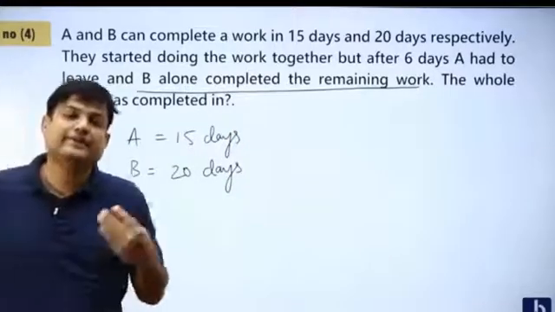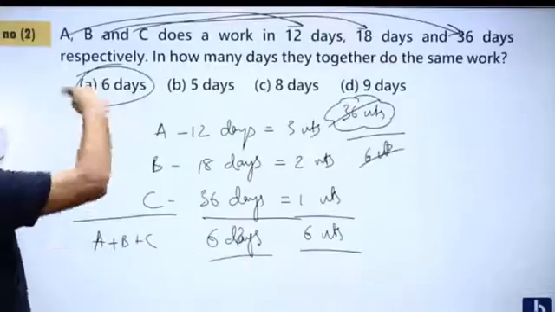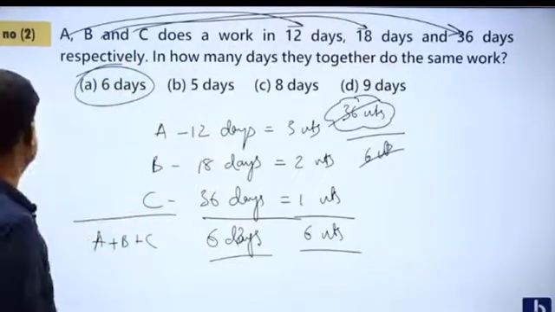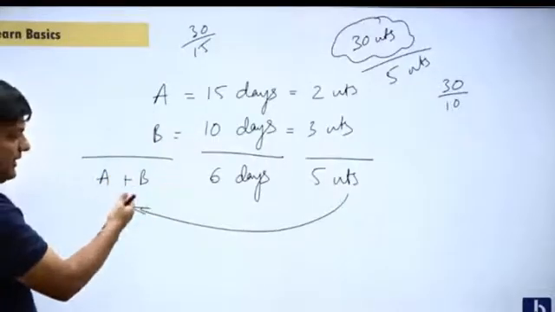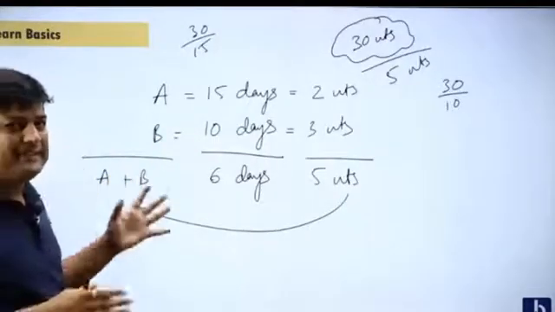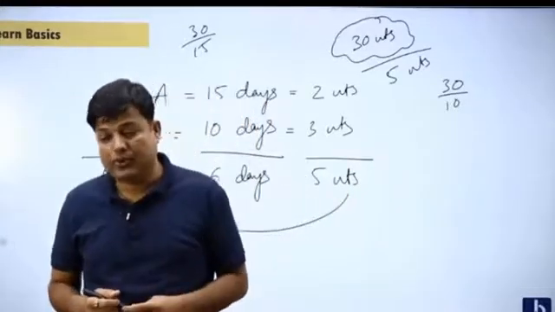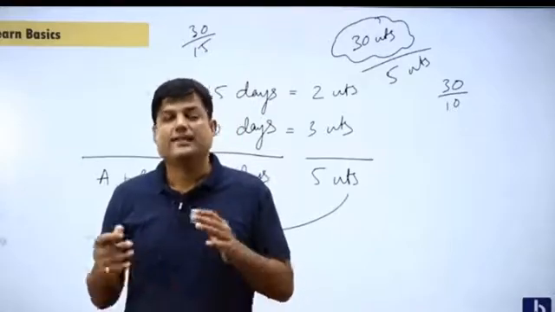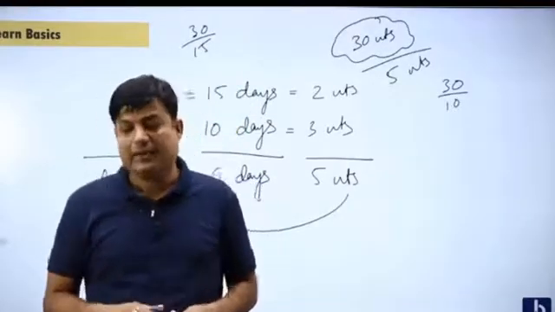Students, here come the stories. Nobody will give you this kind of question: A 12, B 18, C 36, tell me A plus B plus C. A 15, B 10 and A plus B. Don't think that. These are the basic questions which you have done. We are doing combined work, but here come the stories. Somebody will join, somebody will leave.